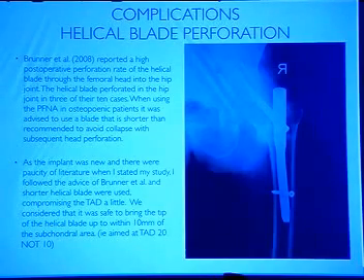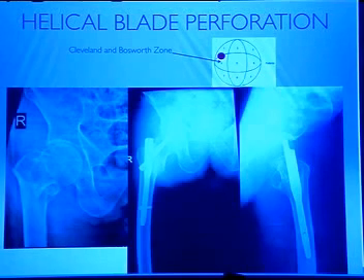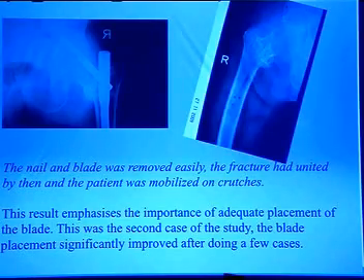Complications: Brunner in 2008 reported a high post-operative perforation rate of the helical blade, which we also noted in one of our cases. This is the case in which the helical blade perforated, unlike a screw which cuts out. This is a new complication which was seen in PFNA2. This blade actually perforated inside without cutting out of the head.